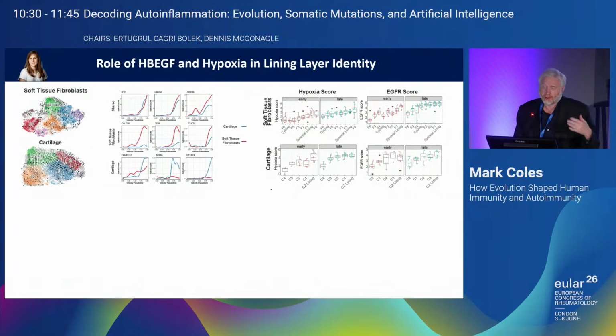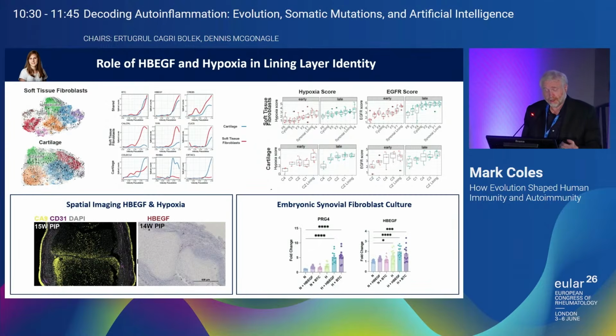And one of the things we were able to identify is what drives lining layer fibroblasts, and that's driven via a gradient of EGFs, HB-EGF (heparin-binding EGF), and also hypoxia. Transcriptionally, you can see the effect of various transcription factors in lining layer soft tissue fibroblasts versus the cartilage. And as you go through the different populations, you see hypoxia occurring towards the lining layer.